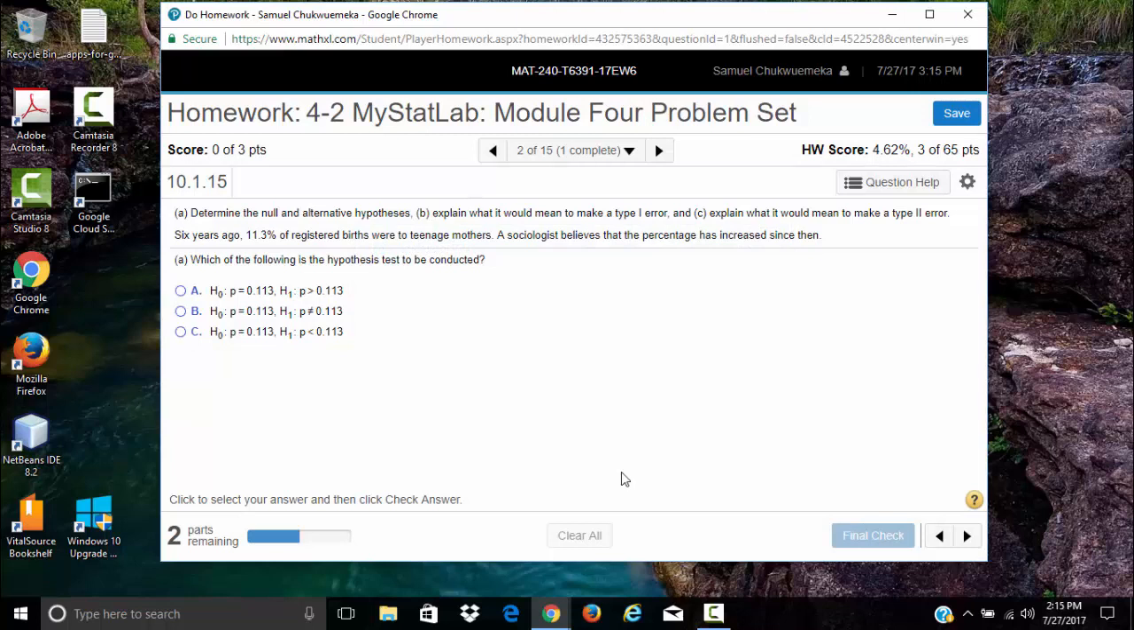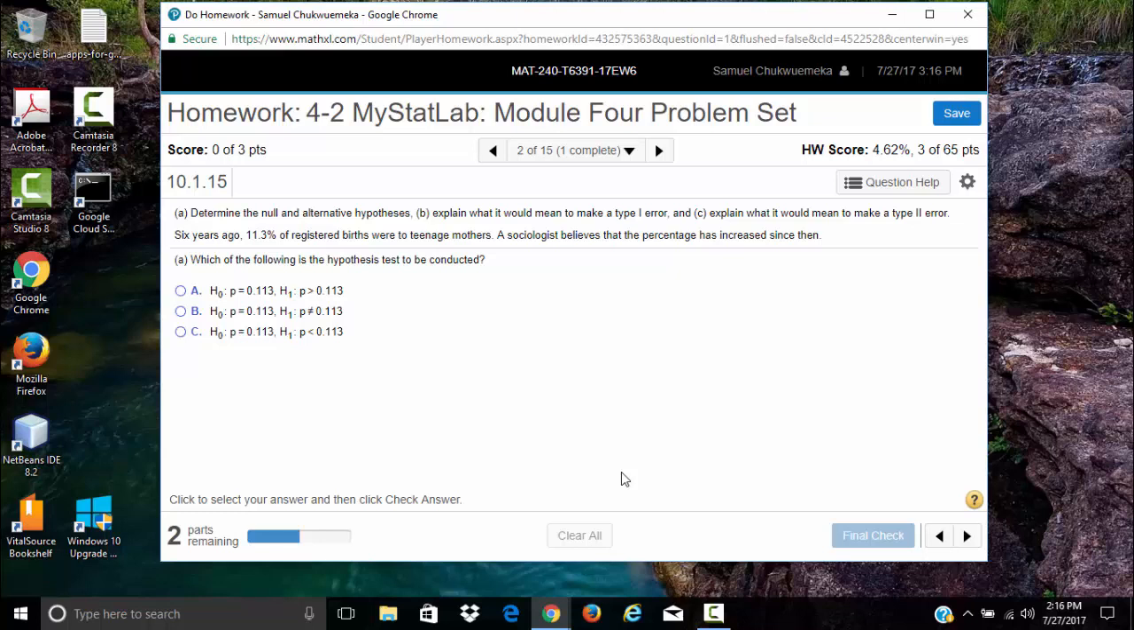Question 2. Determine the null and alternative hypothesis. Explain what it will mean to make a type 1 error. Explain what it will mean to make a type 2 error. So the claim is that 6 years ago, 11.3% of registered births were to teenage mothers. A sociologist believes that the percentage has increased since then. A. Which of the following is the hypothesis test to be conducted?